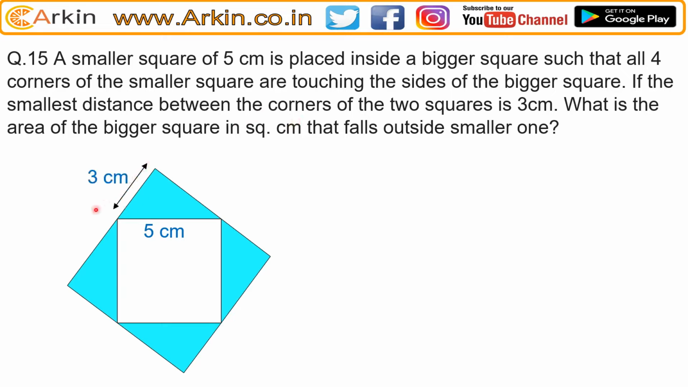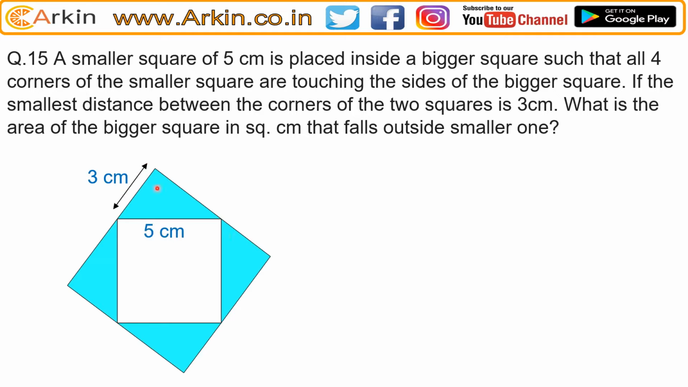is 3 centimeter. Now the question asked here is, what is the area of the bigger square in square centimeter that falls outside the smaller one? That means you have to find out the area of this blue part. Now if you see, this is 3 centimeter, this is 5 centimeter, and because this is a square, this is a 90 degree.